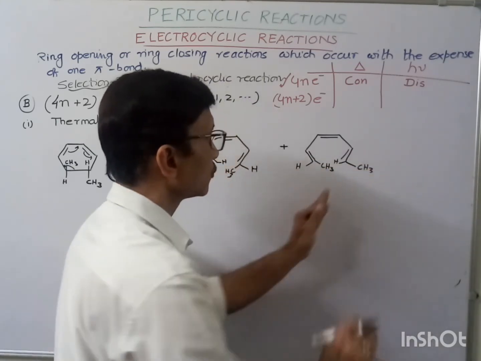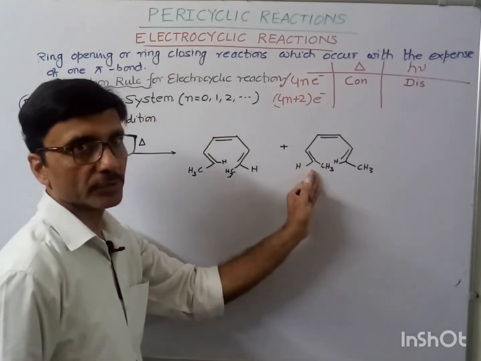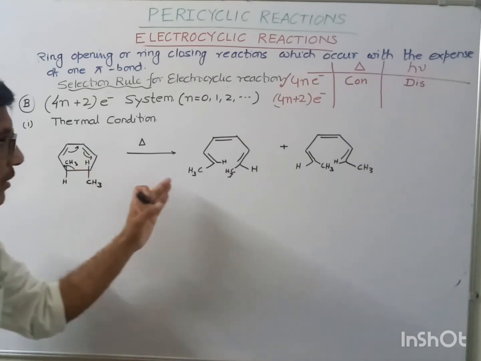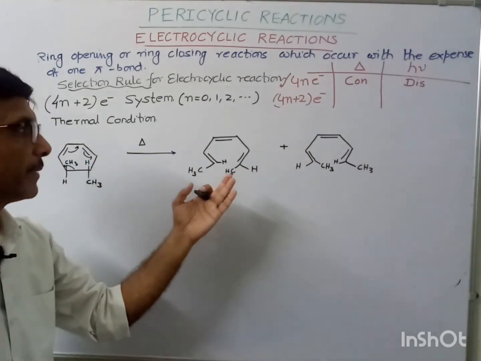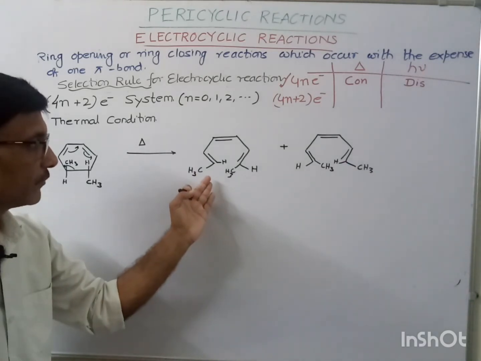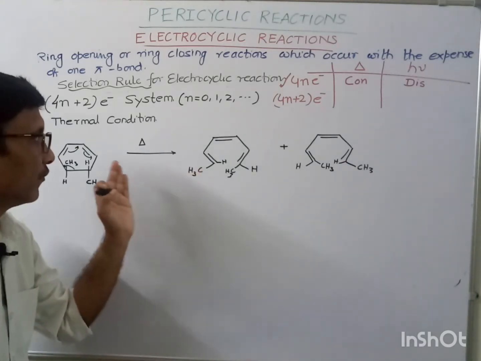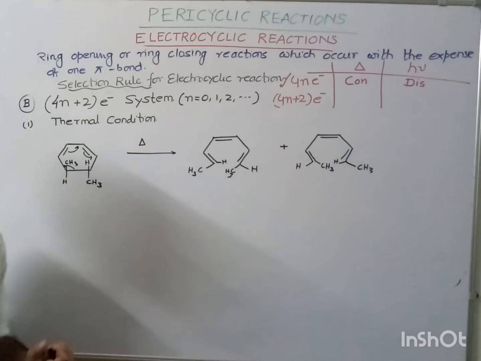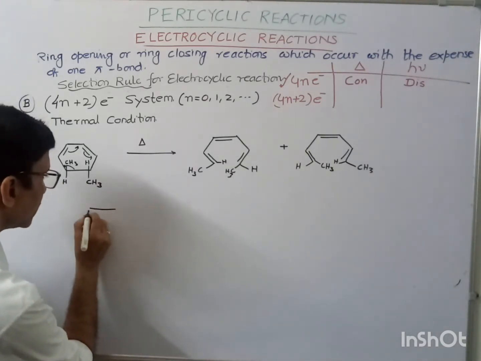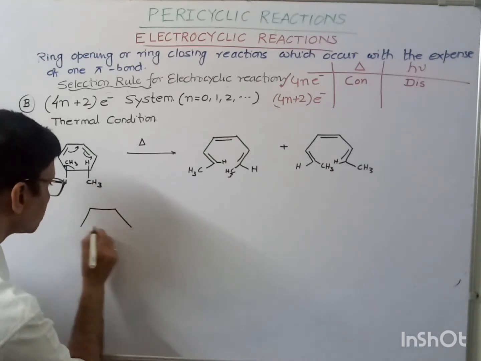So one methyl group is going outside, another methyl group is going inside. If we see the mechanism of this, such a product will only be obtained when these orbitals undergo disrotatory motion. So let's see. Let me draw the orbitals now.